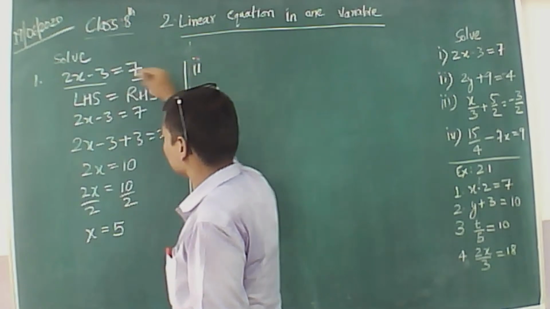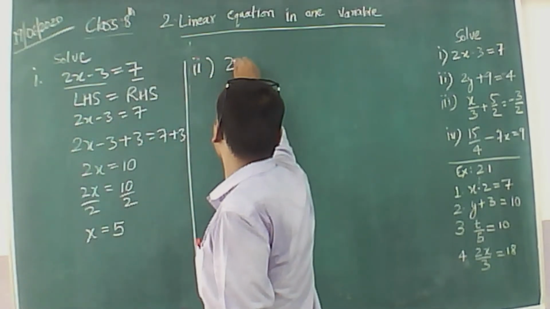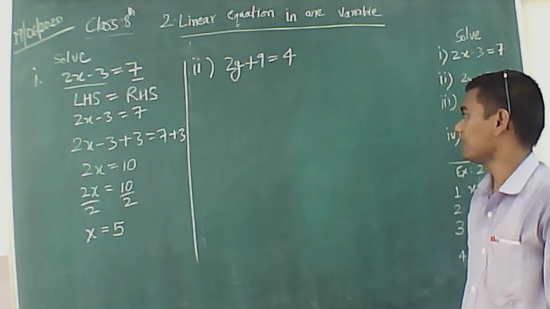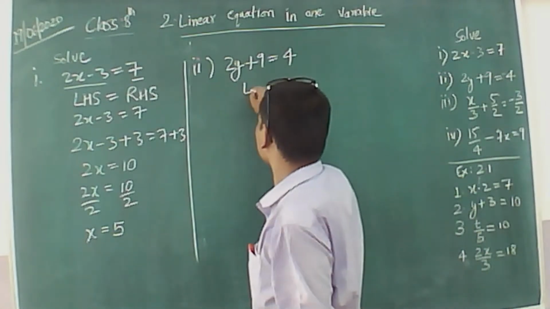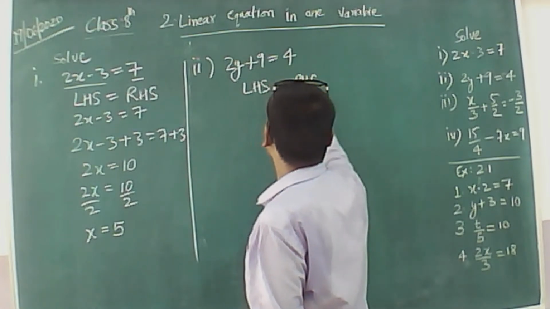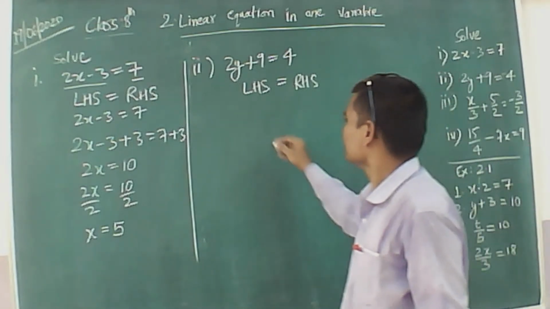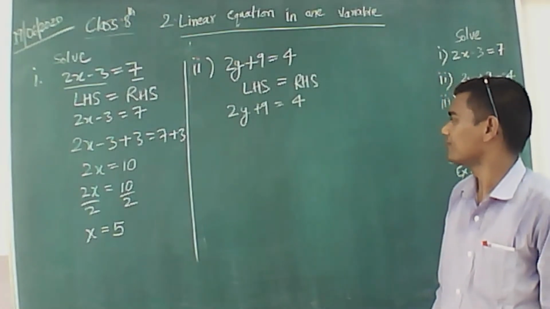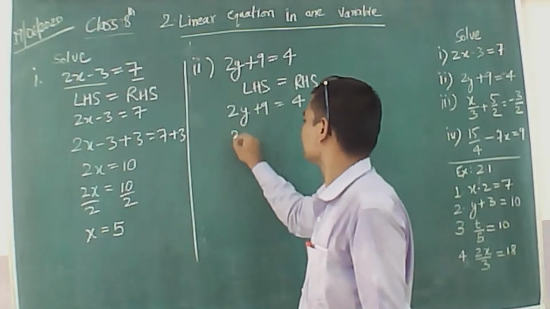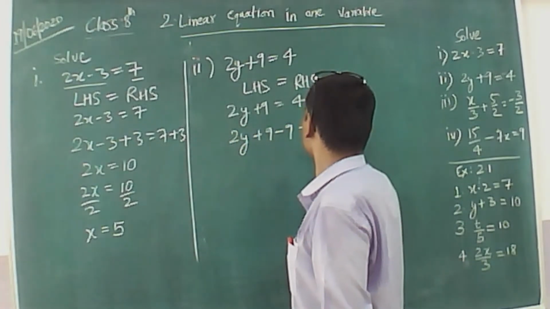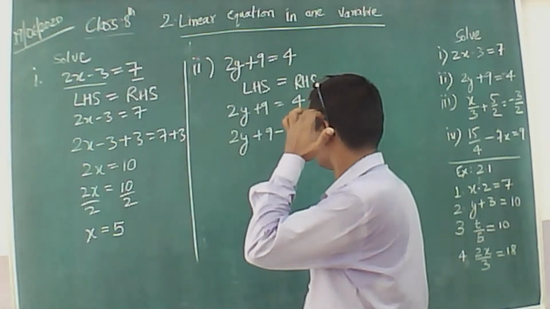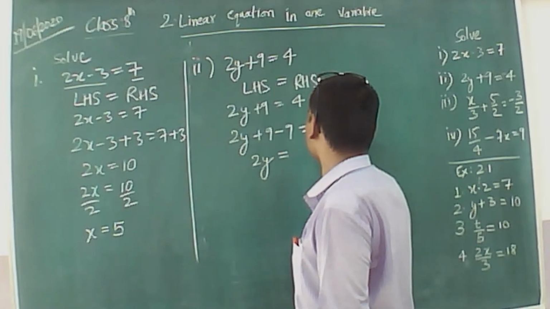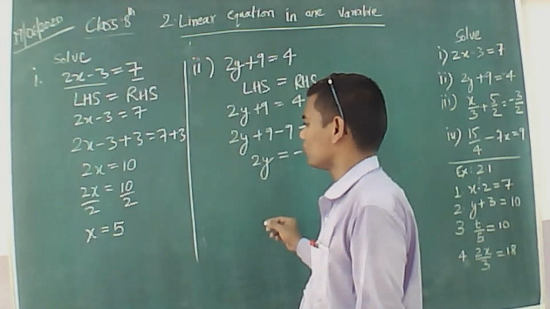Next, second question: 2y plus 9 is equals to 4. Here we know that LHS and RHS are balanced, that is LHS is equals to RHS. So let us equate them: 2y plus 9 is equals to 4. Now we are going to subtract 9 from both the sides. This is minus 9 and this is plus 9. They get cancelled. They become 0 and here 4 minus 9 is minus 5. Now divide by 2 on both the sides.